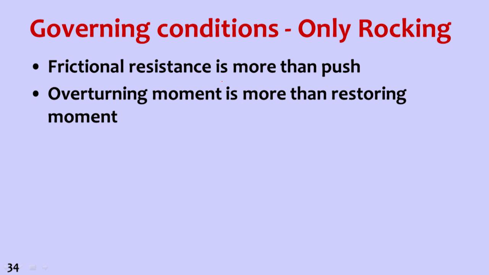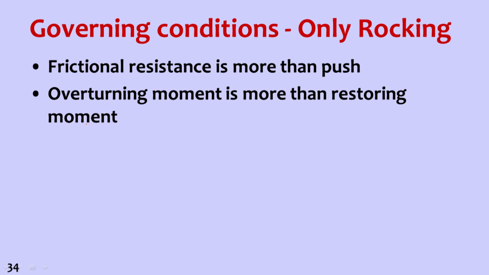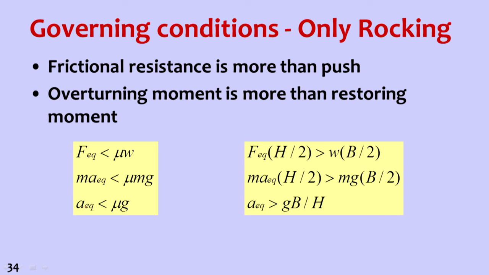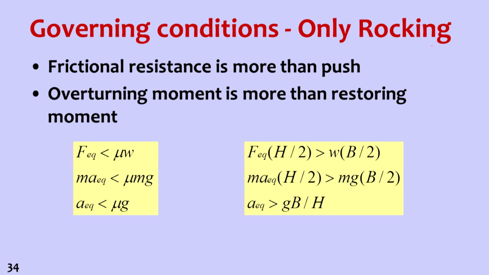The second case, only rocking. In only rocking, frictional resistance is more than push. So that means we cannot push. But at the same time, overturning moment is more than restoring moment. This is a similar case but with a slight change in the condition. Here the earthquake acceleration is peak acceleration. The earthquake acceleration should be less than friction times gravity. And the earthquake acceleration should be greater than gravity times aspect ratio. So these are two conditions for only rocking. The earlier case was only sliding, the second case is only rocking.